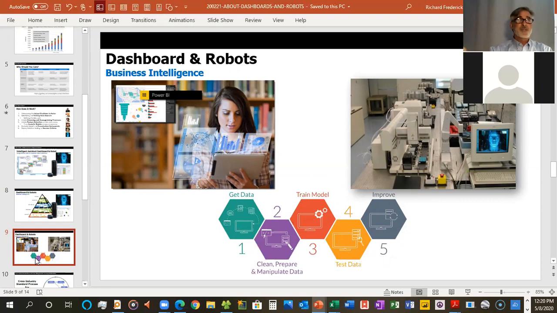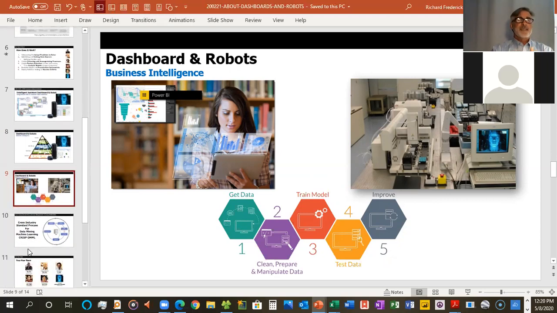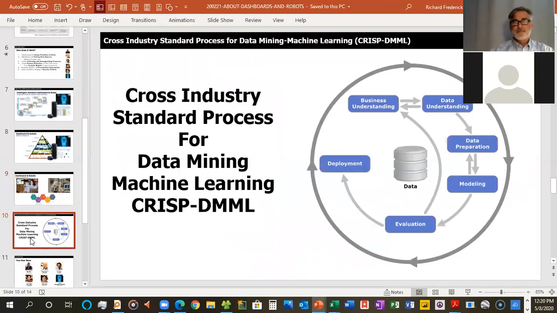So there's a manufacturing facility where there's no humans, and you can see, I put Cortana on the screen, on the little computer screen, and it just shows you the process of getting the data. This is the machine learning process: cleaning, preparing, and manipulating the data, training the model, testing the data, and then obviously improving your process. So all of this has been already thought out. And that's the good news for us as business analysts.